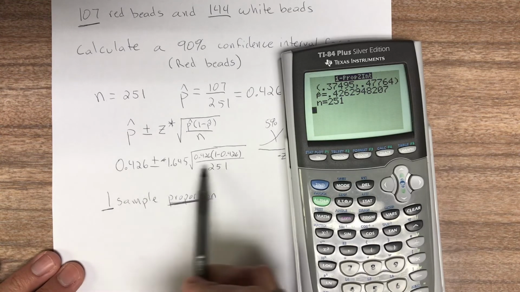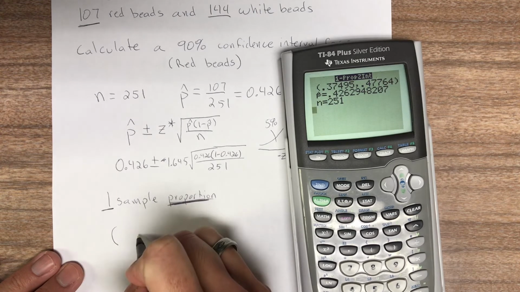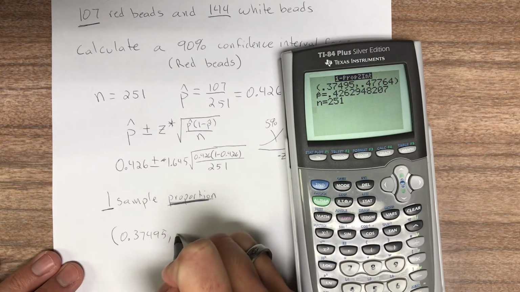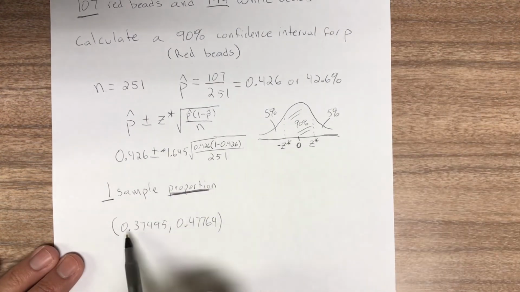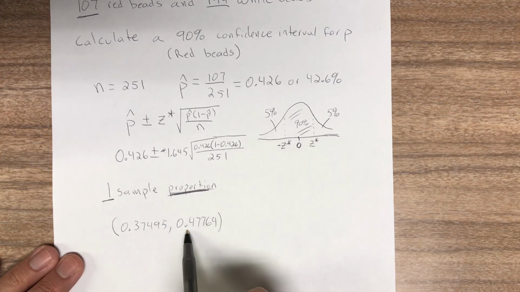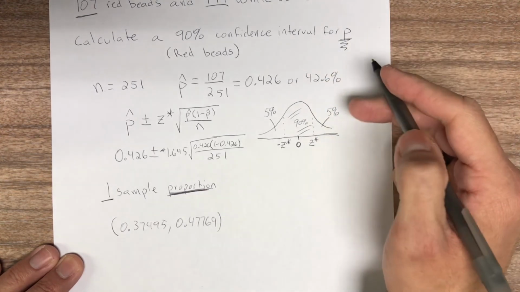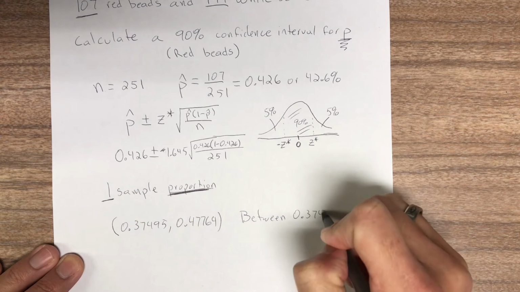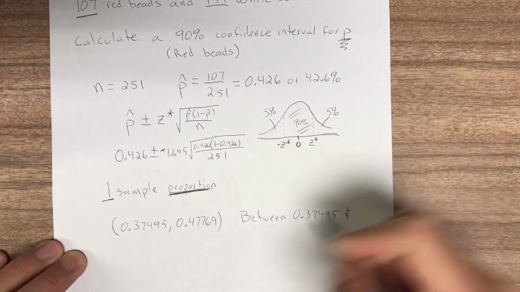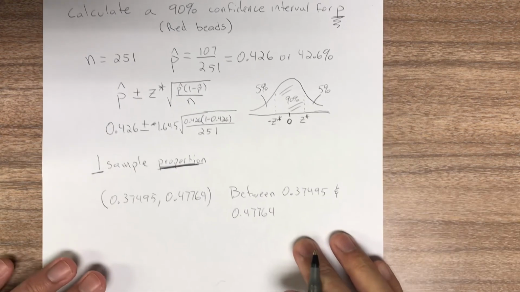So all of this formula that we did right now, if you do the math and use your calculator, you will get one number to be 0.37495, and the other one is going to be 0.47764. Even though we have parentheses, this is not an ordered pair, it's not a point, you're not going to graph it. What it means is our estimate for the P value is between 0.37495 and 0.47764.